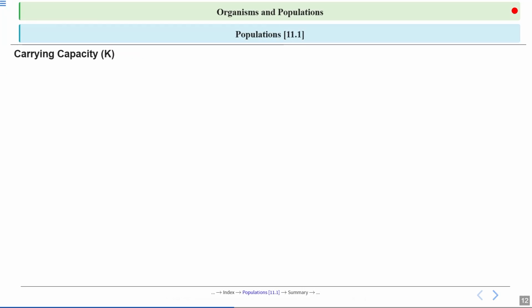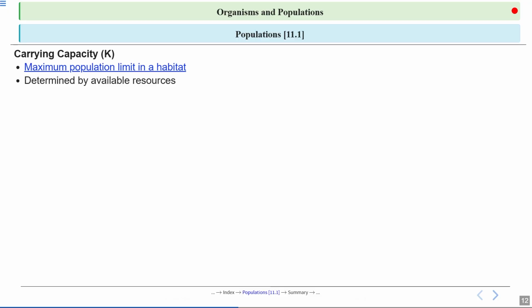Now let's talk about the carrying capacity. Carrying capacity is symbolized as K. It represents the maximum number of individuals that a habitat can support sustainably. It is the maximum population limit in a habitat. Maximum population of a species that a habitat can support. It is the maximum population limit that a habitat can sustain.